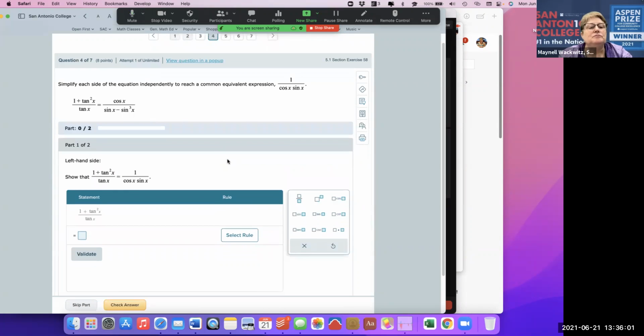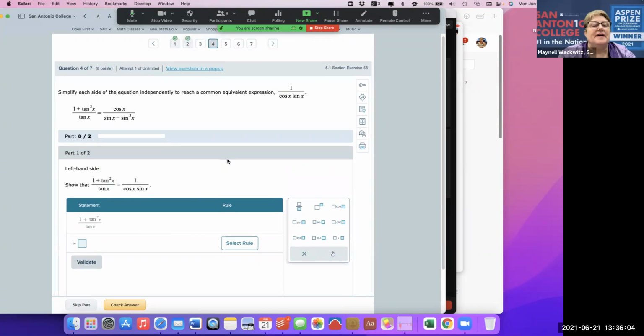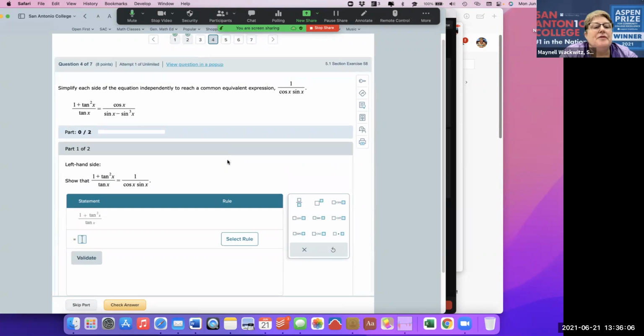Let's do one more. Oh, this one looks nice and horrible. So I'm looking at 2 steps for this proof. The first thing we start with is 1 plus tangent squared x over tangent x, and the final goal is to get cosine x divided by sine x minus sine cubed x. So I've got 1 plus tangent squared x in the numerator, tangent x in the denominator, and my intermediate goal is 1 over cosine x sine x.